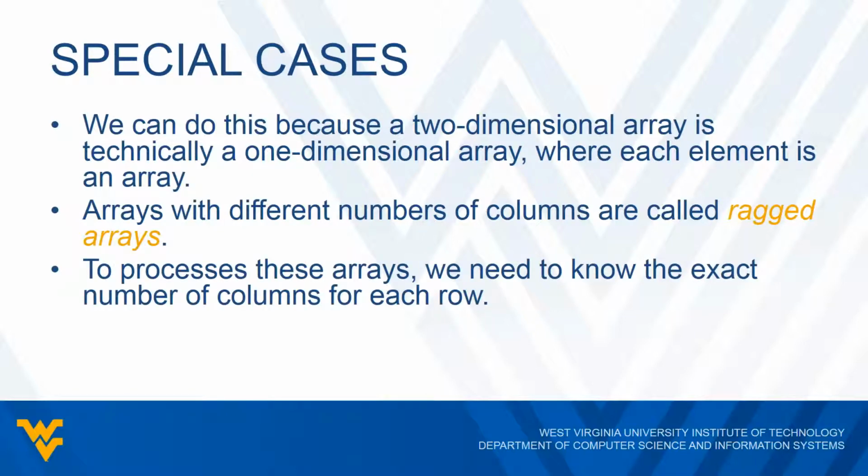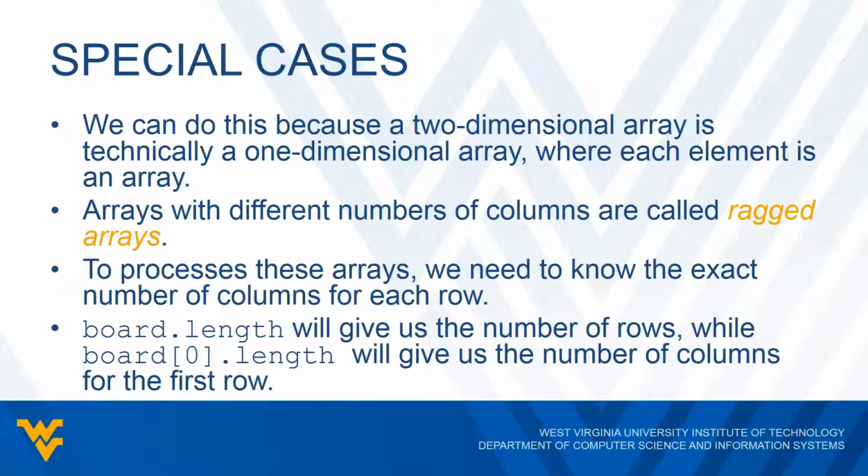Now, if we're going to process these arrays, we need to know the exact number of columns for every single row. Beforehand, we knew the number of columns for all the rows, but now for each row, I need to know the exact number of columns if I'm going to process all the elements correctly. So board.length will give us the number of rows. That's no issue. And board[0].length will give us the number of columns for the first row. But that means that if I want to get the second row, I have to do board[1].length and then board[2].length and board[3].length and so forth. We need to use the .length variable for that particular array if I want to get the number of columns.